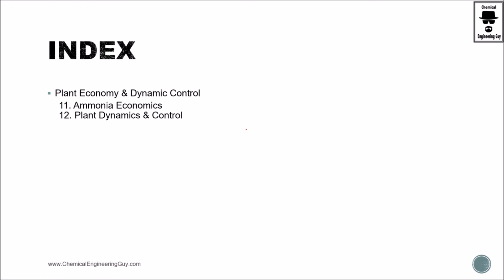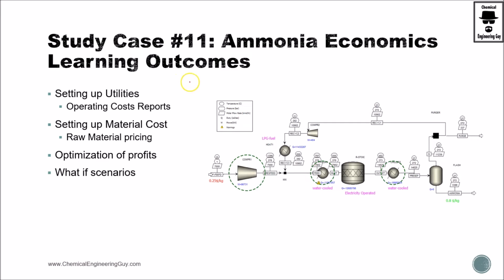Now we continue with the last part right here, which is case study 11 and 12. In case study number 11, we're going to be talking about the ammonia economics, how to set up the utilities of the plant right here. For instance, this is going to be fueled with liquefied petroleum gases. This will be water cooled. You will be using a heating system, maybe steam, high pressure, medium pressure, or low pressure. This part right here is electricity operated. This has a cooling jacket, which is electricity operated.